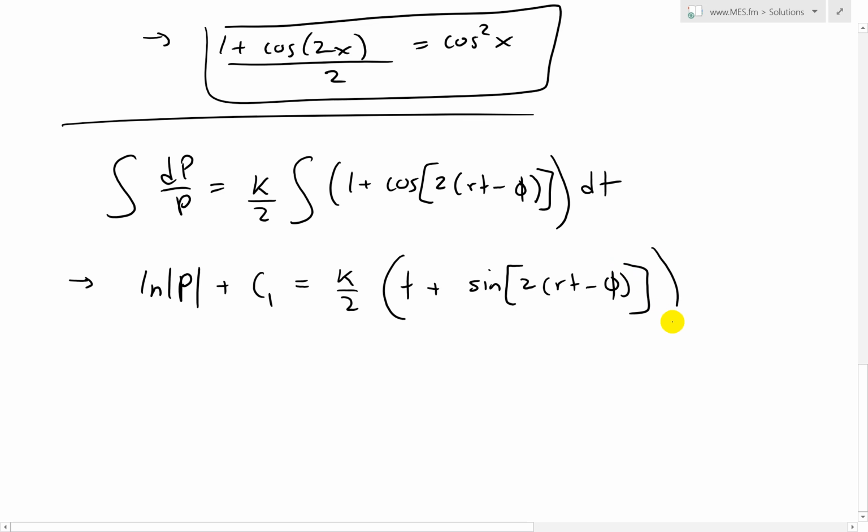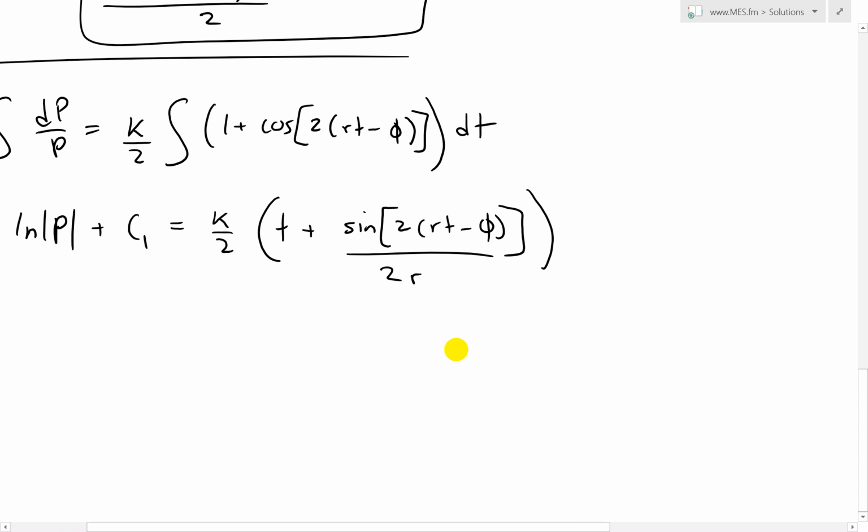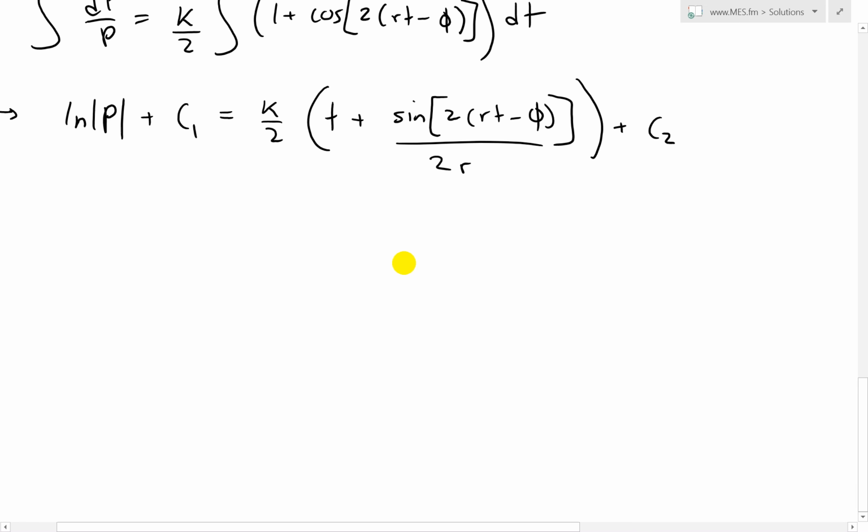So this is the integral of it, but we have to apply the chain rule, and so then we have to divide by 2r, because the derivative of sine 2RT minus phi is going to be cosine 2RT minus phi multiplied by the inside chain rule, which is going to be 2r. The derivative of this whole thing, this one is just a constant, goes to 0. The derivative here will be 2r, so we need to divide by 2r. And then plus constant of integration c2 for the right side.